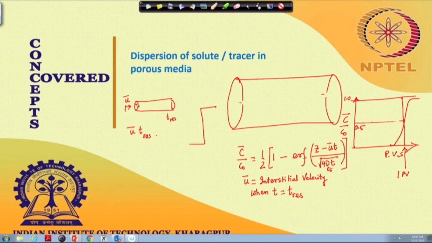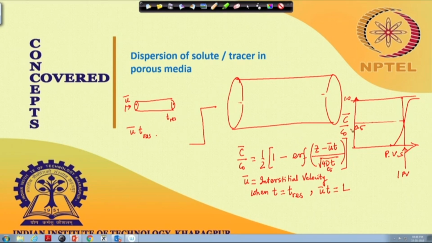So that means after t res time, the midpoint of the fluid front would travel from this end to that end. That is the idea, right. So then when t is equal to t res, u bar into t becomes equal to L, where L is the length of the capillary, or in this case the length of the porous medium.